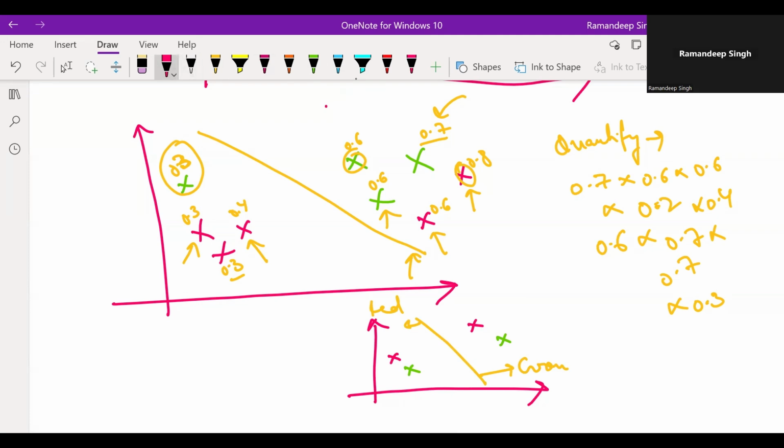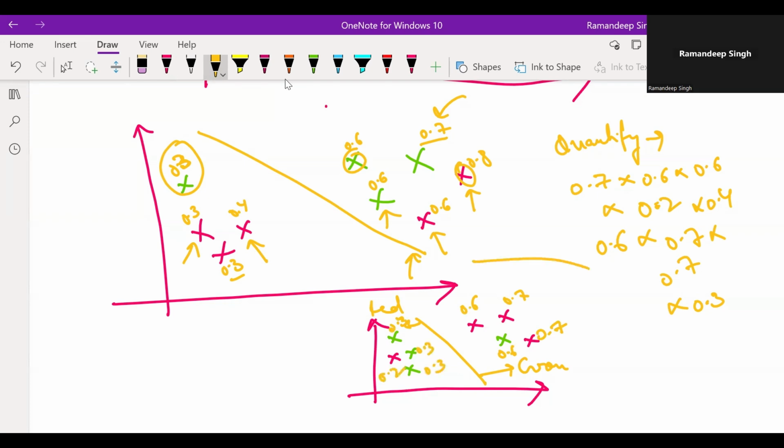Okay, I will increase the number of misclassifications then. And here are the green points. The probabilities associated with these are 0.6, 0.6, 0.7, 0.7, 0.3, 0.3, 0.3, 0.2, right?